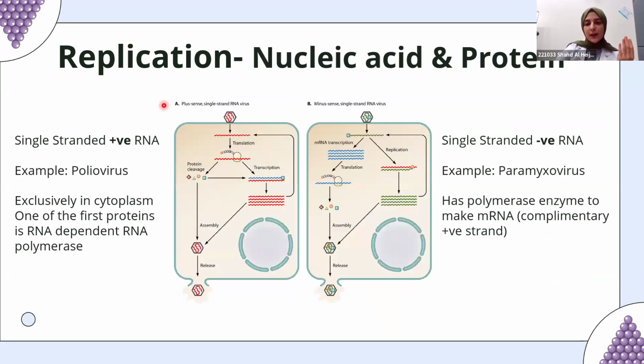Now we'll move on to replication. So you have nucleic acid and proteins. Let's take 2 different examples: single-stranded positive RNA and single-stranded negative RNA. What is the difference between positive strand and negative strand? In positive-stranded RNA, the positive strand means we can directly translate this RNA into proteins and start right away. So it will be a faster process. For example, poliovirus is a positive RNA virus. As soon as the genome goes in, it's a positive RNA.